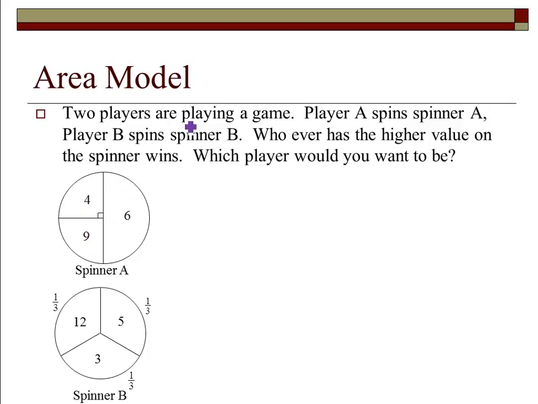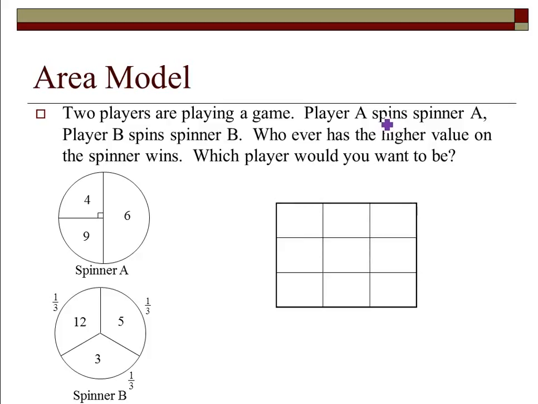So here's the situation. 2 players are playing a game. Player A spins spinner A. Player B spins spinner B. Whoever has a higher value on the spinner wins. So you have to decide, which player do you want to be? Do you want to be player A or player B? Well, the best way is to calculate which one has the better probability of winning. So we're going to make an area model.